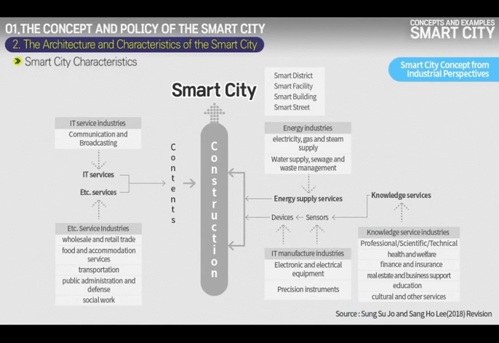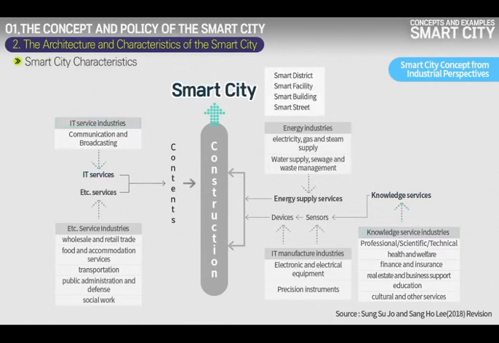From an industrial point of view, the smart city has emerged as a compound with various industries. IT manufacture industries use sensors to send and receive information. Knowledge services are implanted with sensors and devices created by IT manufacture industries in the form of algorithms and software. These are to analyze information collected from sensors and devices in accordance with smart city service demands. IT services provide relevant contents.